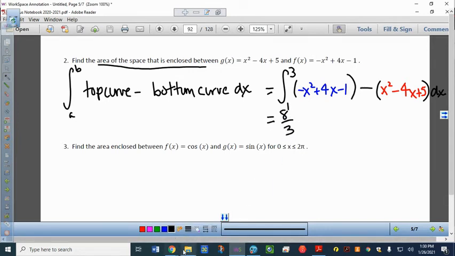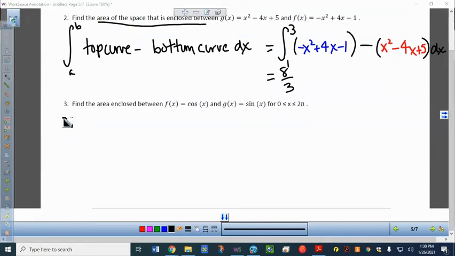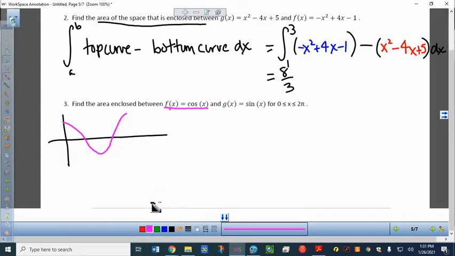Okay. So let's look at something similar in example 3 when we've got cosine and sine. You might even know what that graph looks like. Let's just go ahead and see if we can sketch it out from memory. We're going from 0 to 2 pi. So I'm going to do cosine in pink here. We know that cosine starts up at 1, goes down, and ends up back at 1 from 0 to 2 pi.